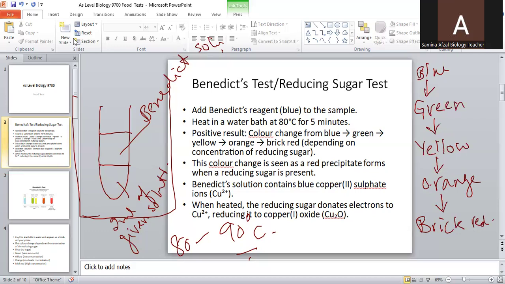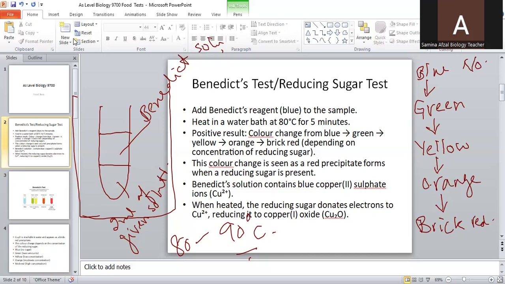So the brick red color, or the color change pattern, will show the presence of reducing sugar in the given solution. If the color change does not occur, that is, it remains blue, it means there are no reducing sugars. Otherwise, if the color changes occur, from blue to green, yellow, orange, and brick red, it shows the different percentage of reducing sugar present in that solution.